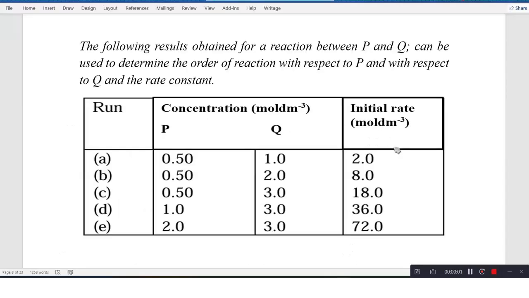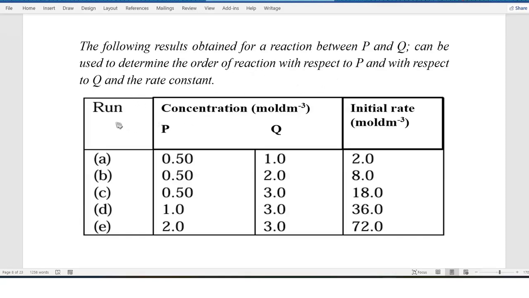Hello, dear friends. You're welcome to this discussion where we are looking at calculations that involve rates of reaction in chemical kinetics. So the guiding question says the following results were obtained for a reaction between P and Q and can be used to determine the order of reaction with respect to P and with respect to Q and the rate constant.